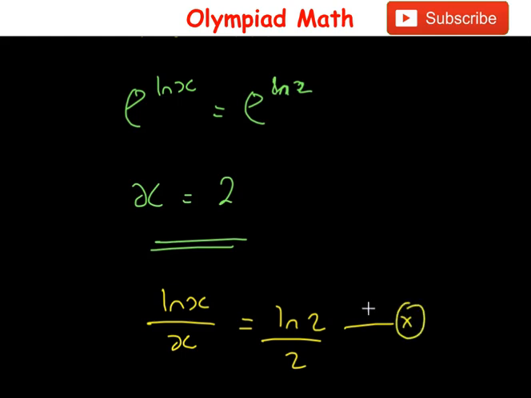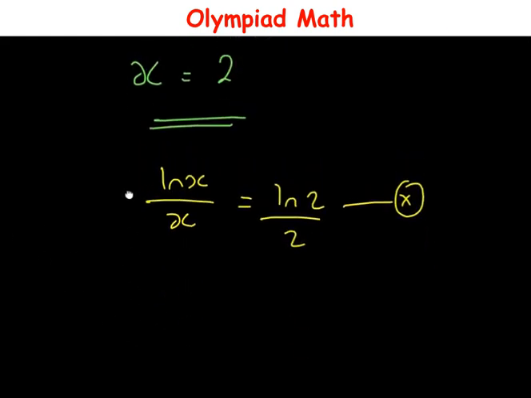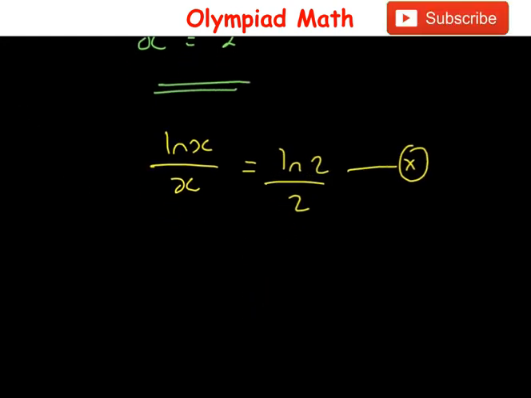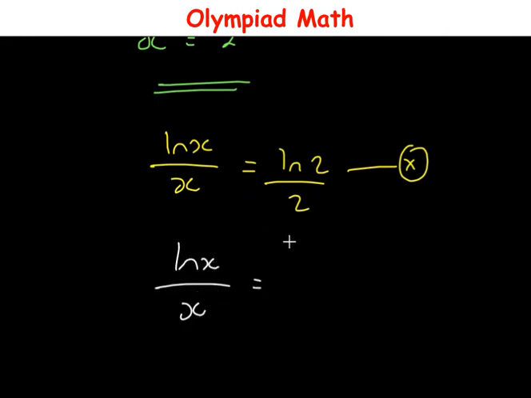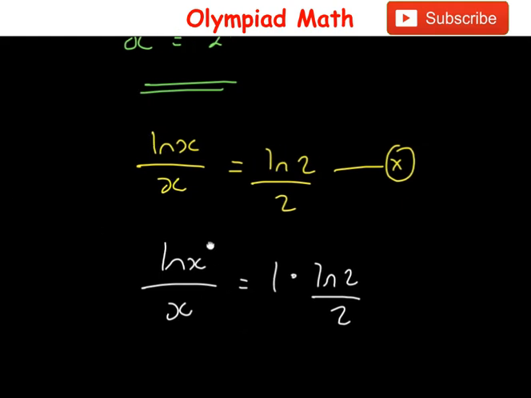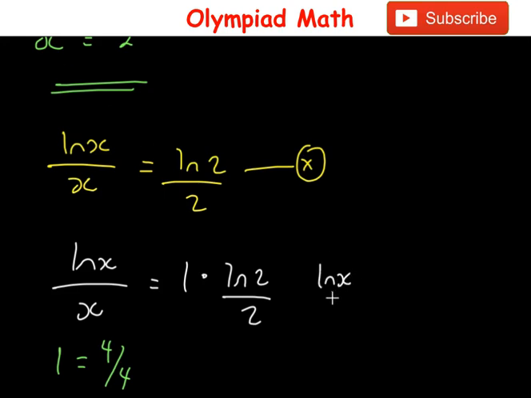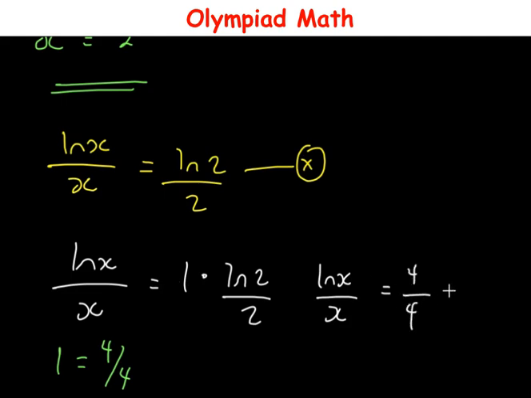This was the asterisk equation. So let us solve for the second solution of x from this given equation. Right here, we have ln x over x equals, we can write this as 1 times ln 2 over 2. And from here, we can express 1 as 4 over 4, such that this equation then becomes ln x over x equals 4 over 4 times ln 2 over 2.